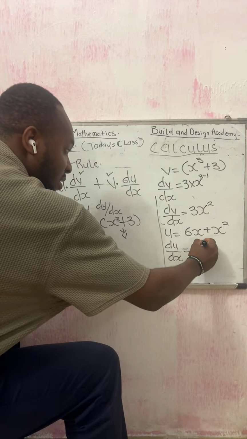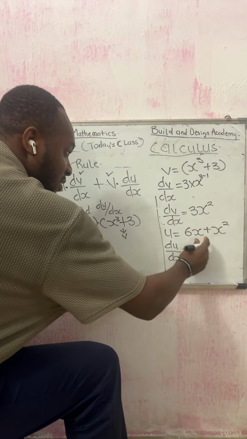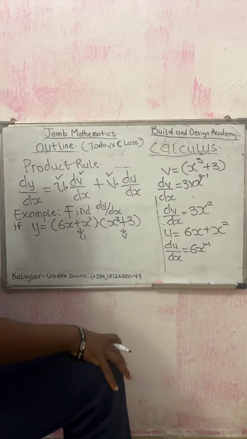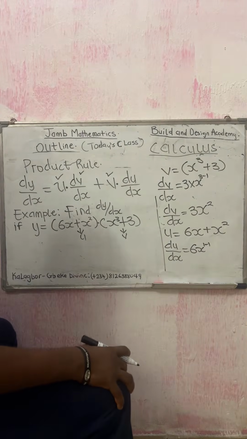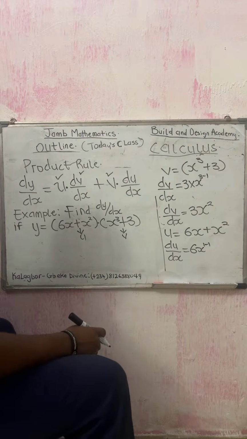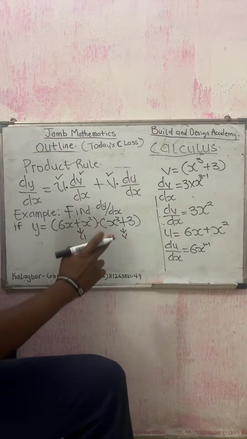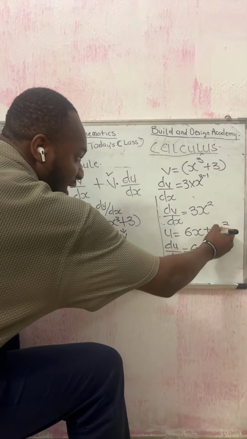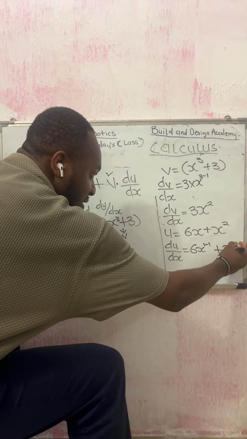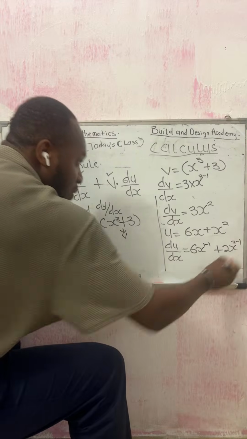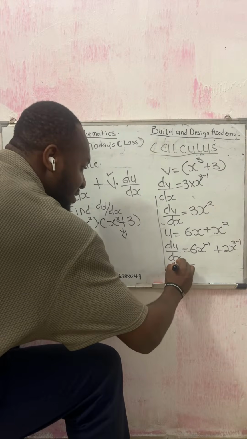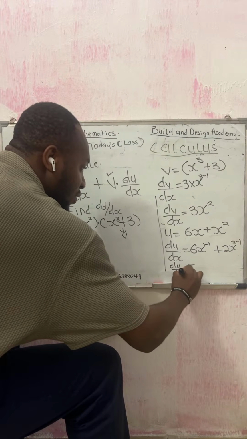Let me write it down. Now we'll have 6x raised to power 1, we subtract 1 from it. So it will now be 6x raised to power 1 minus 1. Similarly, plus, we'll now do 2 times x, which will be 2x raised to power 2 minus 1. So we'll now have that du over dx will be equal to what?